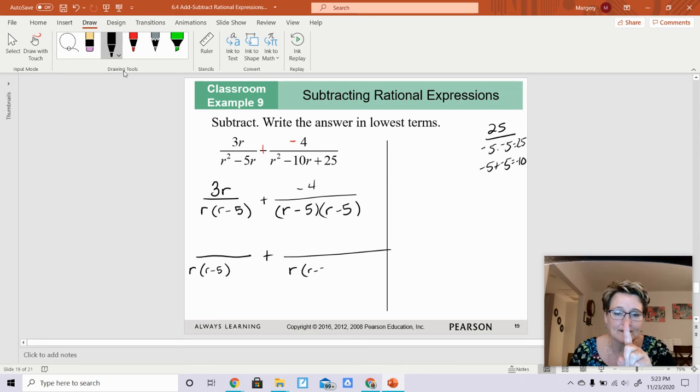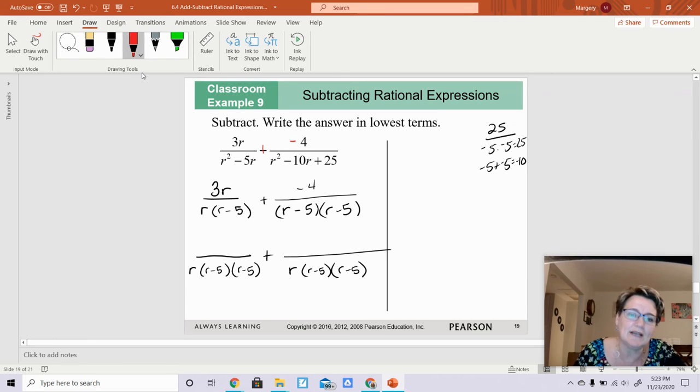Okay, this is the one that they both share. Then I also have another r minus 5 over here, so I've got to write that one down too. Sometimes you can just write r minus 5 squared, but I don't like that. I like to see it. It just helps me.